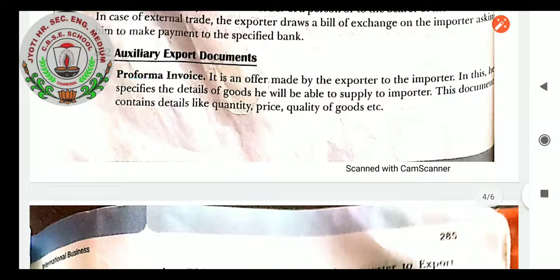Auxiliary export documents: proforma invoice. It is an offer made by the exporter to the importer. In this, he specifies the details of the goods he will be able to supply to the importer. This document contains details like quantity, price, quality of goods, etc.